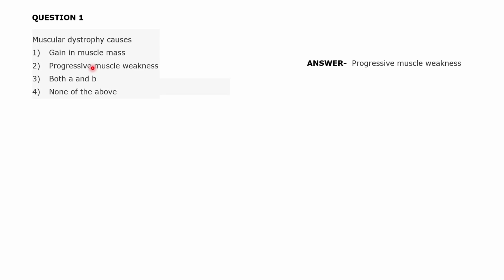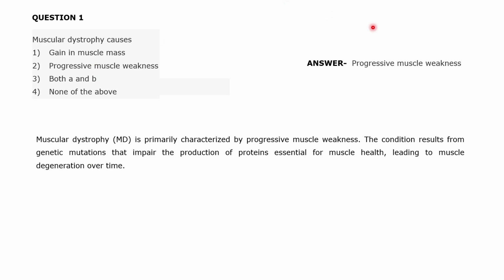Okay, so basically you are right. Muscular dystrophy causes progressive muscle weakness. It is characterized by progressive muscle weakness as we have discussed here. It results from genetic mutations within the body or the skeletal muscles that impair the production of proteins essential for muscle health, which in turn leads to muscle degeneration. These proteins might be involved in maintaining the muscle integrity or structure.